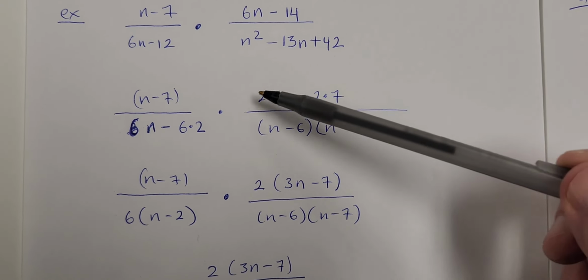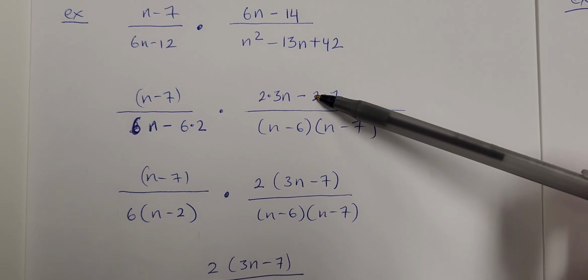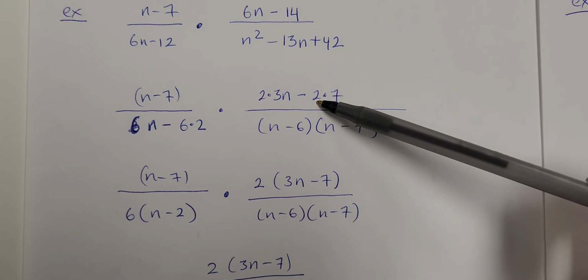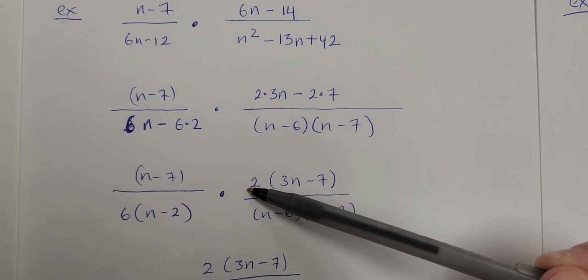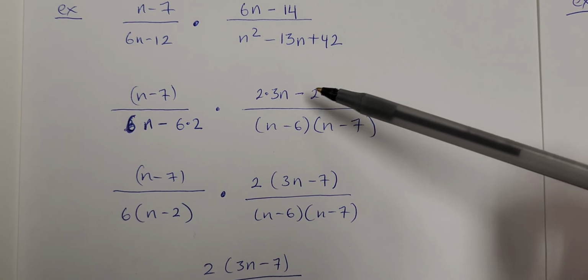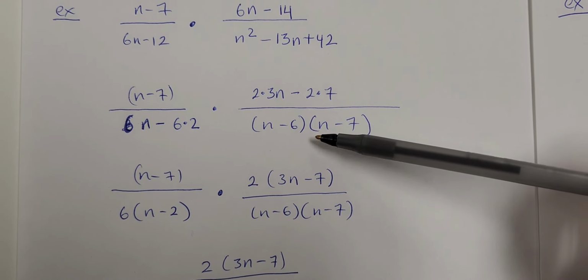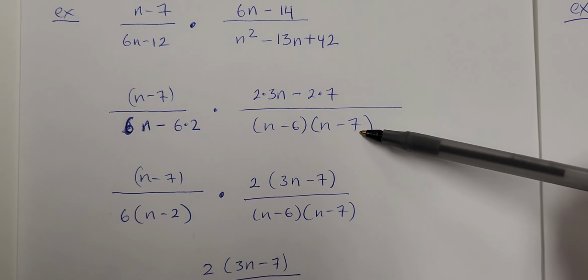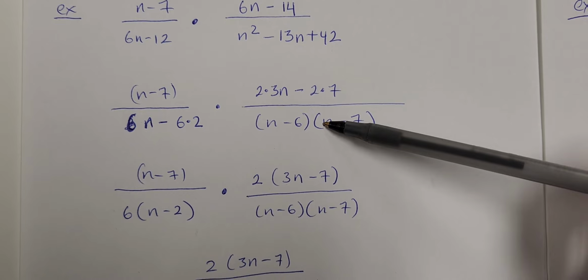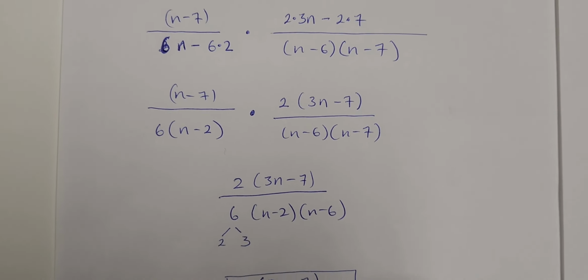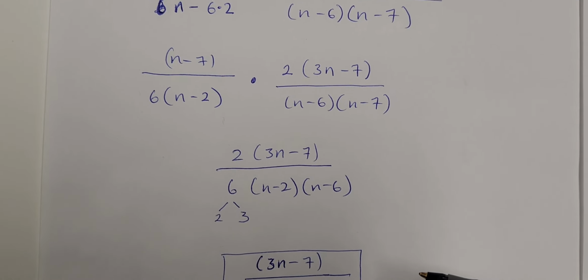Same thing over here. Here's a 2 and here's another 2. Since they are the same number, leave it in the front. And then 3n minus 7 inside the parentheses. Okay, the bottom here, n minus 6, n minus 7 is already separated, so leave that alone. Okay, next step, anything that looks the same, we cancel.